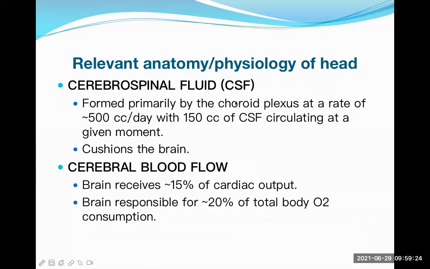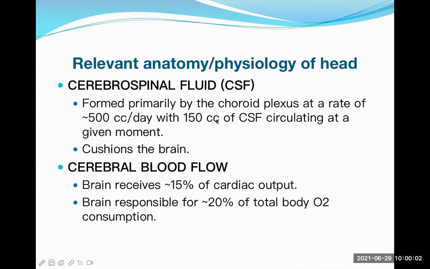A little bit about CSF. This is just the relevant part; we cannot completely cover everything here. CSF is a constantly forming fluid, and it is formed by the choroid plexus inside the ventricles of the brain. The most important are the lateral ventricles. It is formed at the rate of 500 ml per day. This is the rate of synthesis, and 150 ml of the CSF is circulating at a given moment. Now there is a clear discrepancy, isn't it?